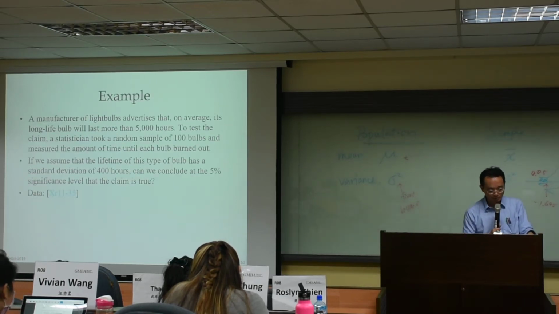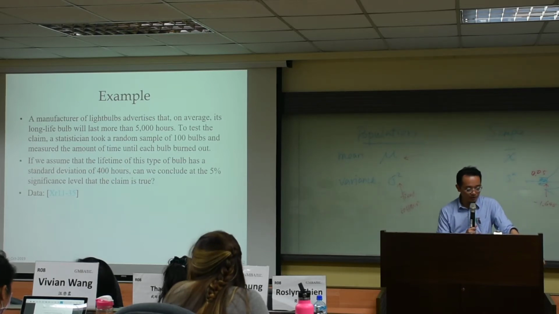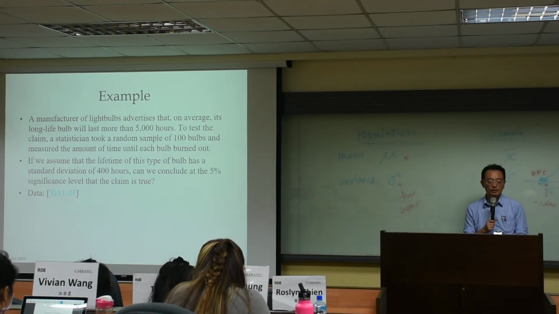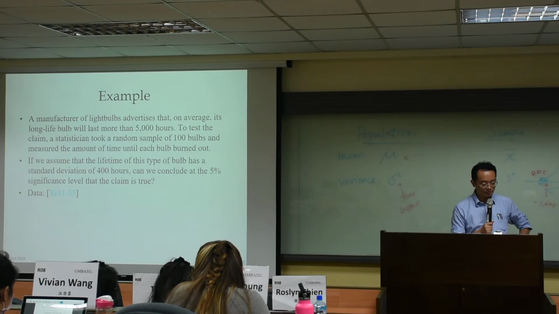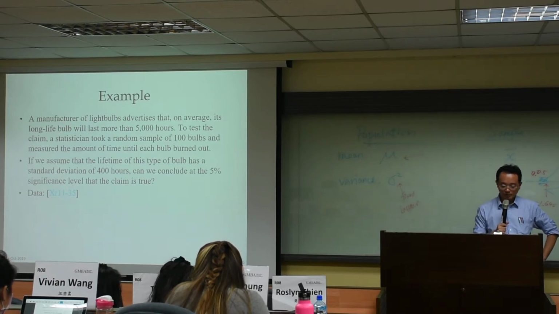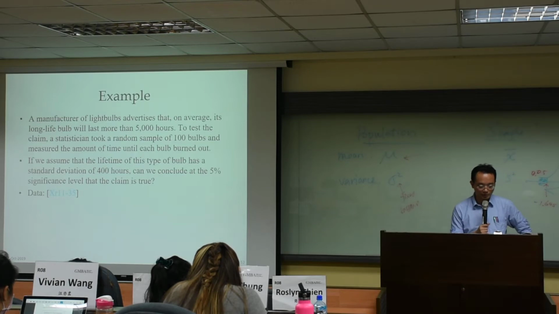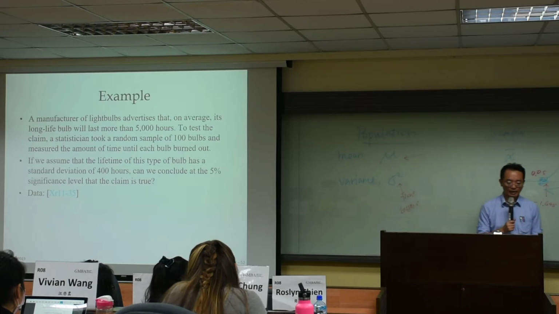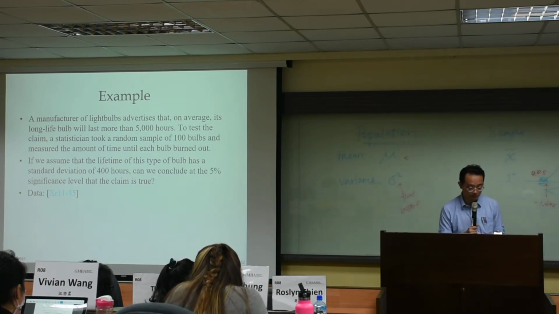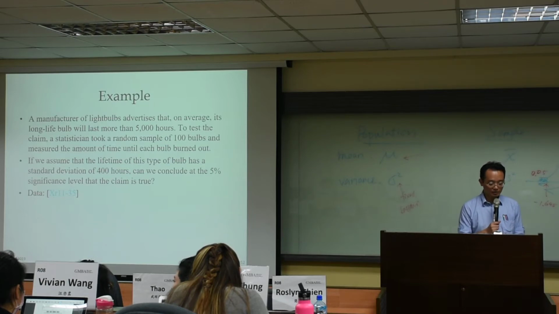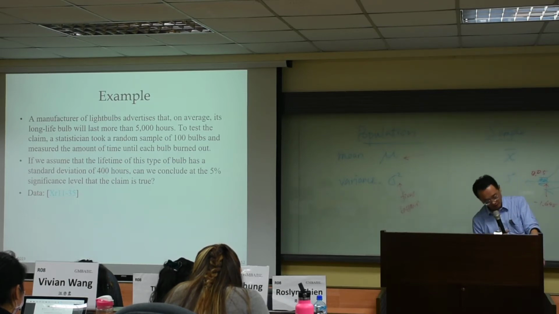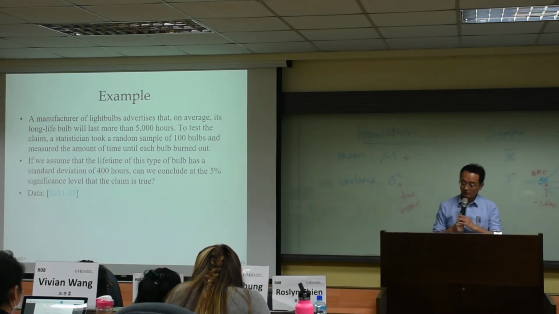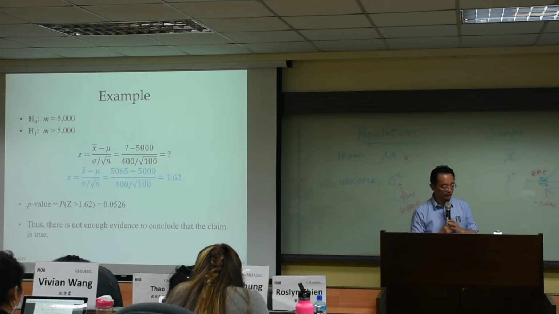So, a quick example. Suppose a manufacturer of light bulbs advertised that on average its long-life bulb will last more than 5,000 hours. To test the claim, a statistician took a random sample of 100 bulbs and measured the amount of time until each bulb burned out. If we assume that the lifetime of this type of bulb has a standard deviation of 400 hours, can we conclude at the 5% significance level that the claim is true? The data is in an Excel file, XR11-35. So we can quickly calculate this.